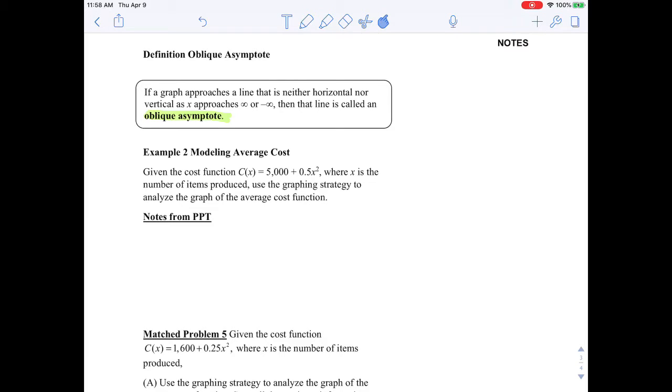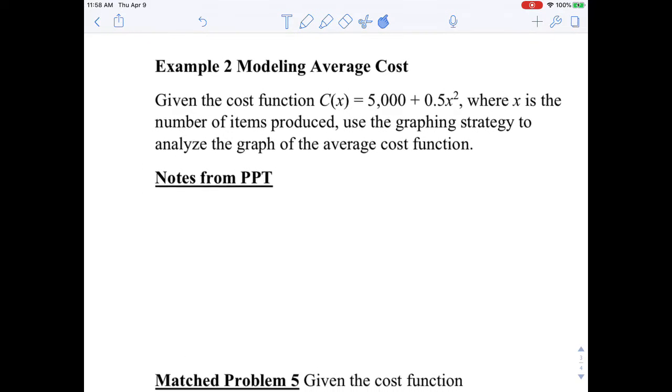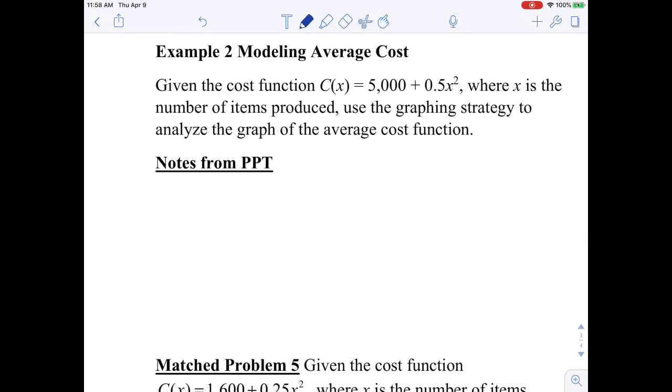So the first thing this is asking us to do is, we are given a cost function, and we need to use the graphing strategy to analyze the graph of the average cost function. The first thing you need to do is write the average cost function. It's going to require you to recall that the average cost function is just the cost function divided by x.